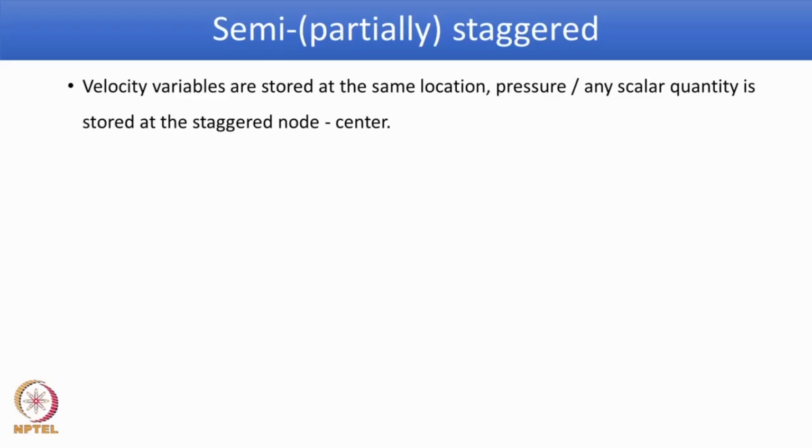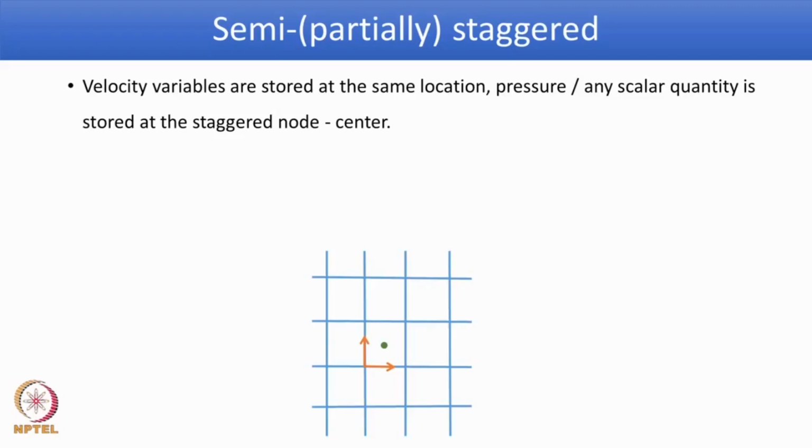Third arrangement is what is known as a semi or partially staggered arrangement. In this, velocity variables are stored at the same location, whereas the pressure or any other scalar quantity is stored at the staggered node or at the center. So, this is a figure that is explaining for the same mesh arrangement, u velocity and v velocity are stored at the one same location, whereas the pressure is at the center. So, it is in between collocated and staggered.